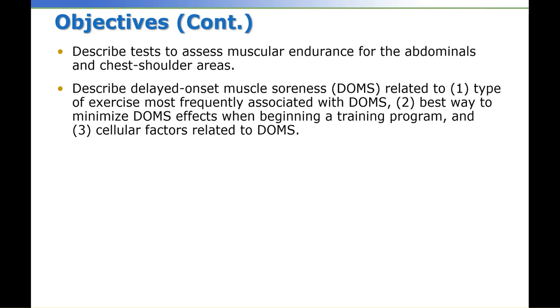We're also going to describe tests to assess muscular endurance for the abdominals and chest and shoulder areas, and describe delayed onset muscle soreness, DOMS, related to type 2-1, the type of exercise most frequently associated with DOMS, and the best way to minimize the delayed onset muscle soreness effects when beginning a training program, and three cellular factors related to DOMS.